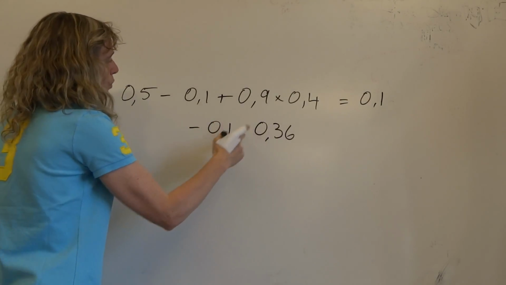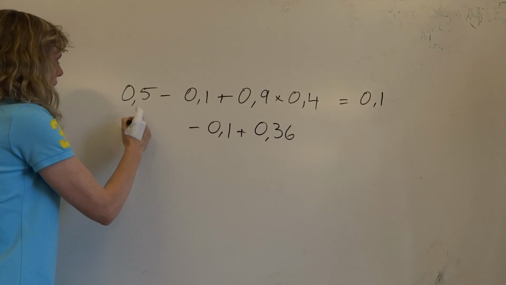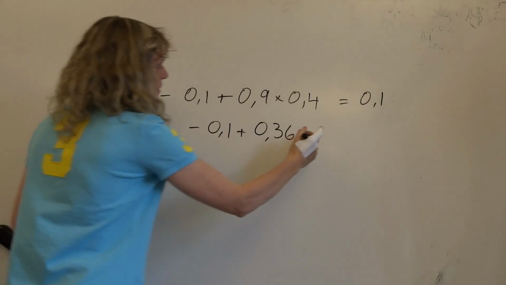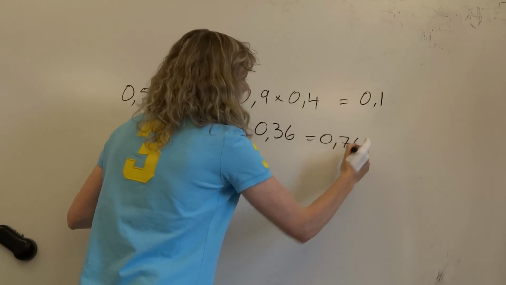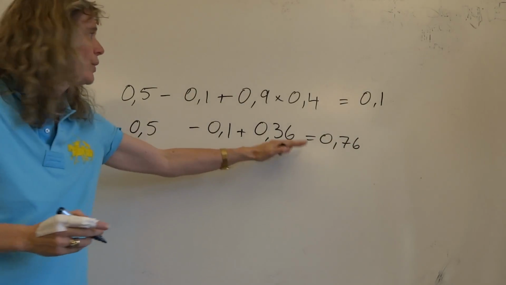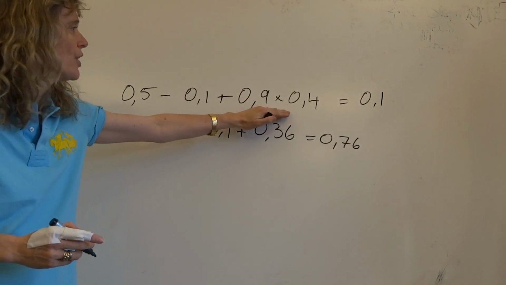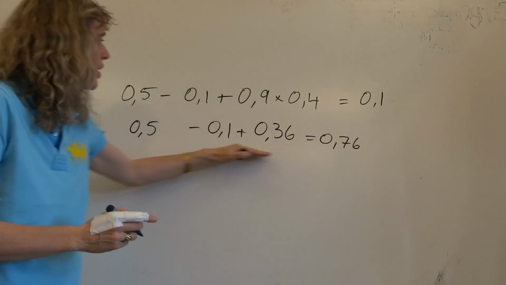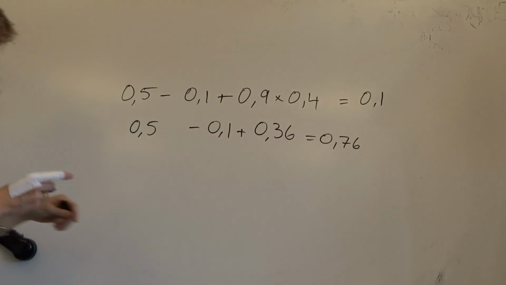That would give us 0.26. And then we would add 0.5 to that, so we'd get 0.76. So without brackets at all, we'd use the priority rule that we multiply first, and we get the answer 0.76. So this is a mathematically incorrect statement.